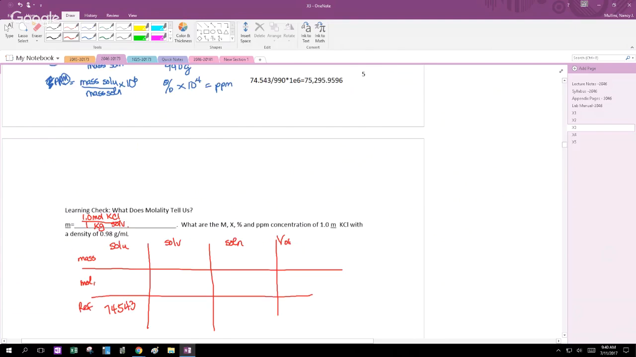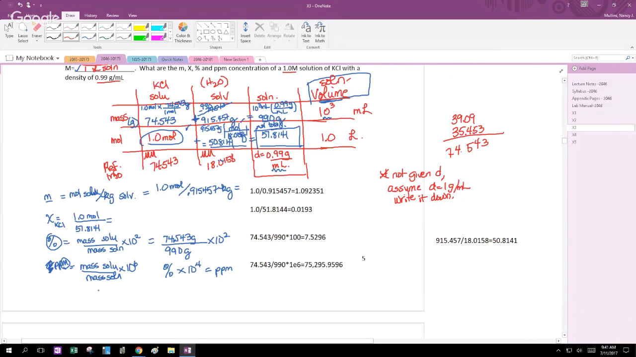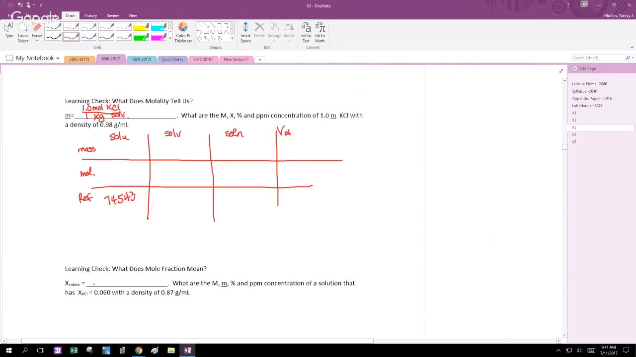That was the same number, yeah. Since our solute is still KCl, it's the same molar mass here. Solvent is still presumed to be water. They would have to tell you if it was something else. And we're told a density here, 0.98 grams per milliliter.